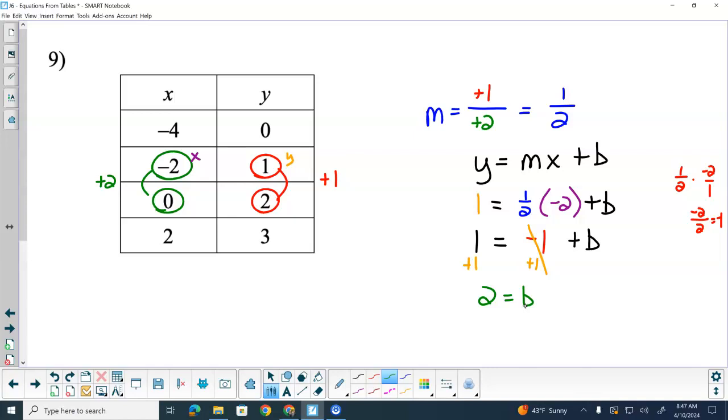Will, we got an m? Yeah. We got a b? Yeah. Give it to me. Y equals 1/2 x plus 2. Love it.